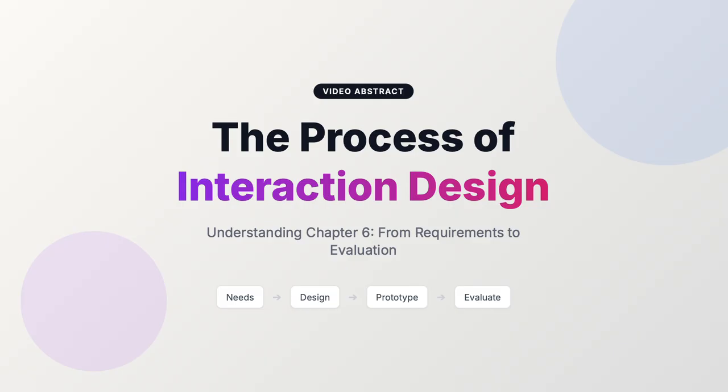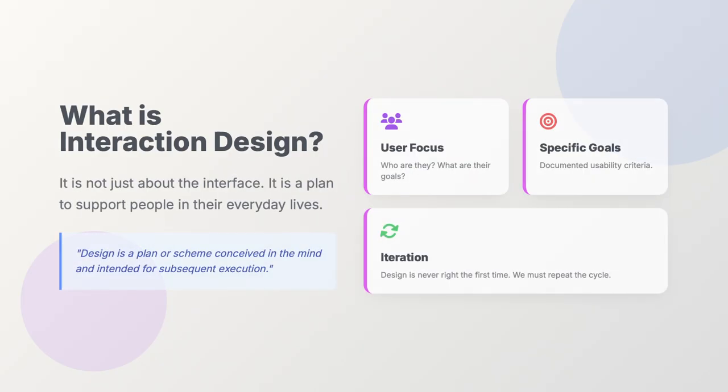Have you ever wondered why some apps feel like magic, while others feel like a maze? The difference isn't usually in the coding skills, but in the process behind design. In this video abstract, we are diving into chapter 6 of Interaction Design: Beyond Human-Computer Interaction. We are going to explore how design is not just an artistic flash of inspiration, but a structured plan to solve human problems. First, let's define our terms.